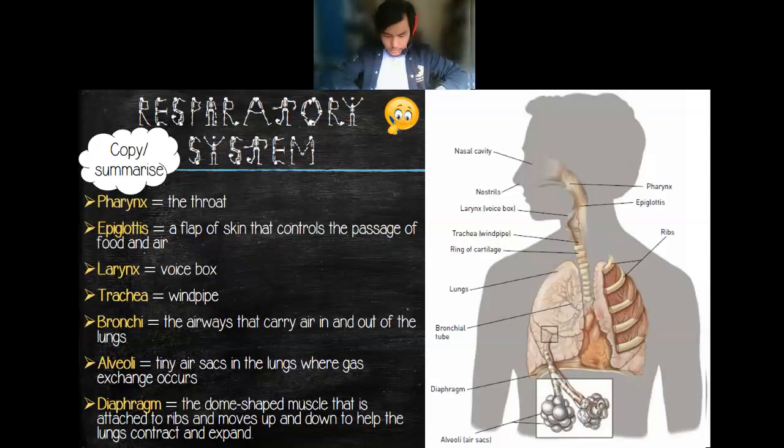It sits just underneath your ribs. It attaches to the ribs, and it moves up and down, and that helps the lungs contract and expand. Now, if you're into singing, you have probably heard the advice to sing from your diaphragm. Basically it means that you should breathe using your diaphragm to help you breathe in more air, and this also helps swimmers.